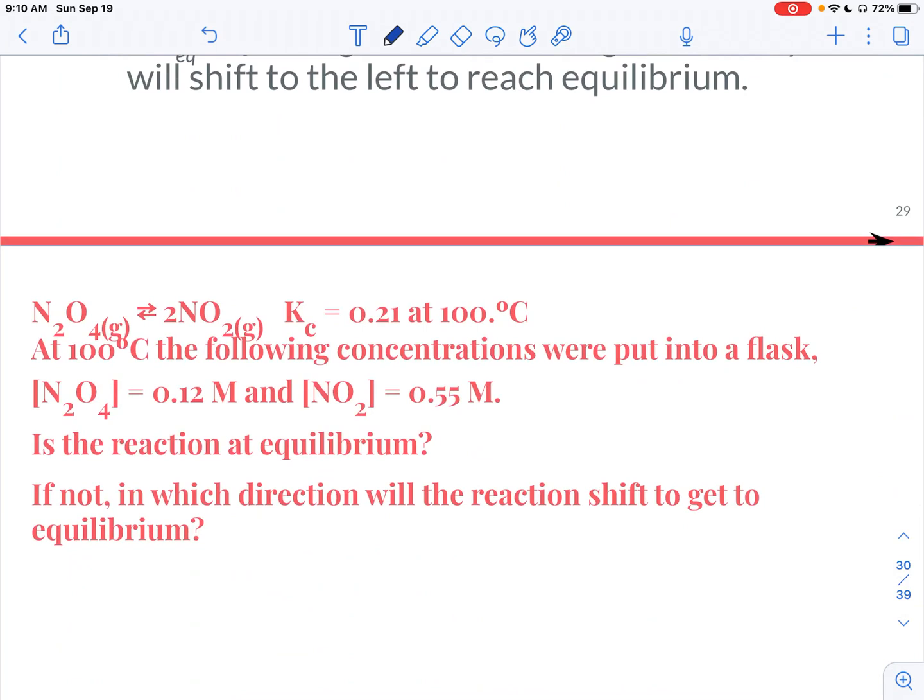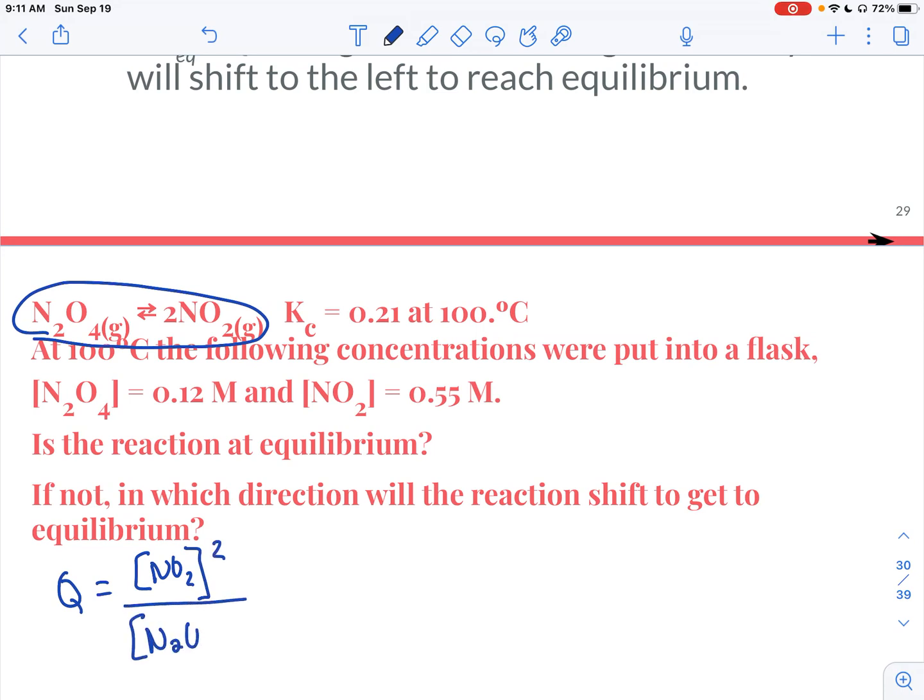So we're going to start with this problem, okay? We do not know if it's at equilibrium. That's the first question here, all right? So we're going to find Q instead of K. So Q is just the same thing. So we're going to take our reaction up here. It's the concentration of NO2 squared over the concentration of N2O4.